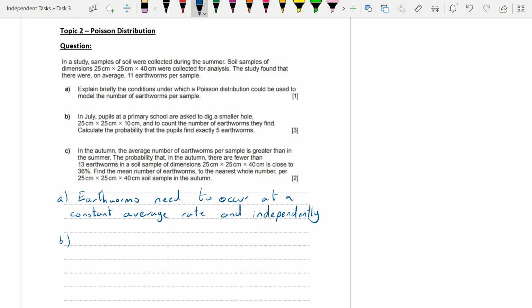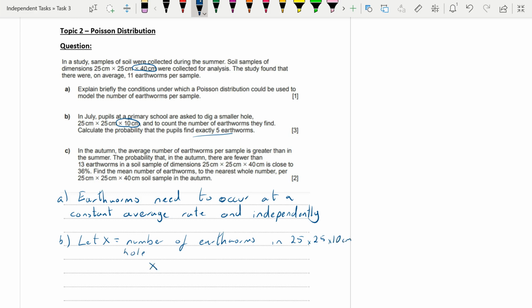Okay, so in July, pupils at a primary school are asked to dig a smaller hole. So this is 25 by 25 by 10. You notice only the final number has changed, so we can use that to our advantage. They count the number of earthworms they find, and then we calculate the probability that there are exactly 5 earthworms. So first of all, I'm going to do my let X. I don't have a letter defined, so I need to define it myself. So this is going to be the number of earthworms in 25 by 25 by 10 centimeter holes.